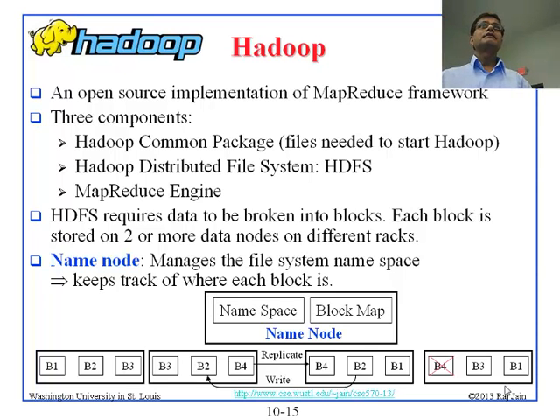So does it mean that the name node doesn't store the real data? Right, it doesn't store the data. It stores only the map.